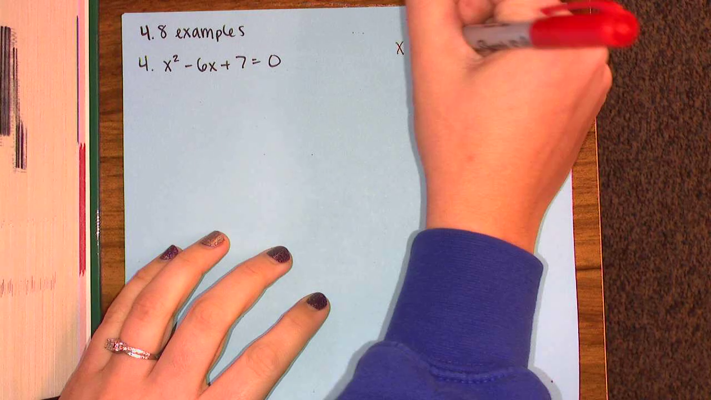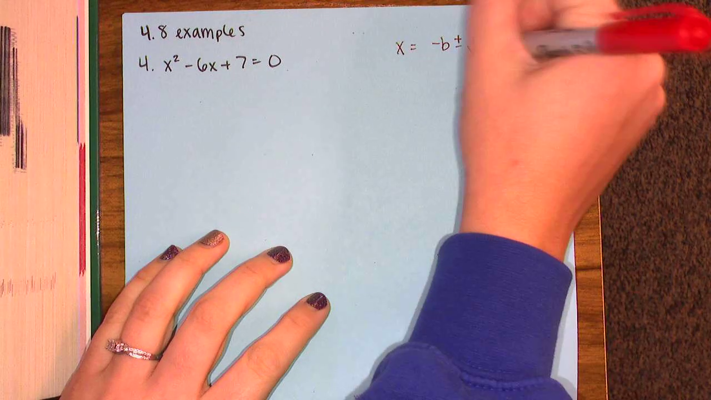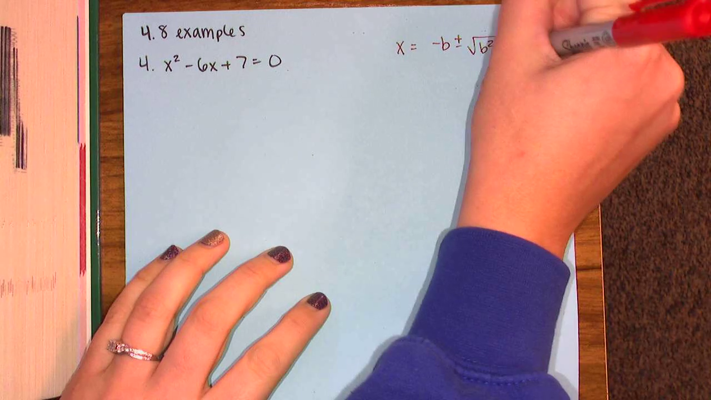So just so we've seen it once in class today, I will write the quadratic formula. X is equal to negative b plus or minus the square root of b squared minus 4ac all over 2a.